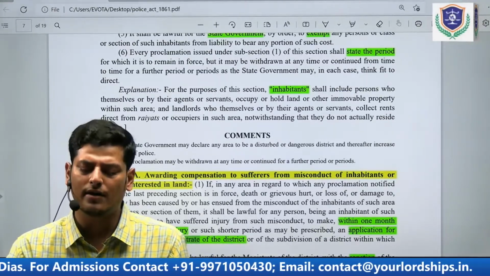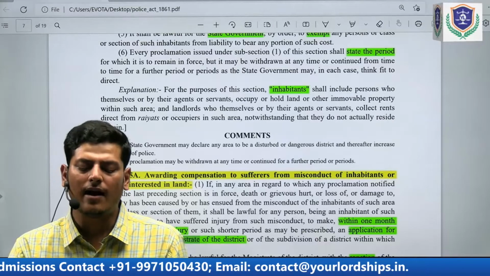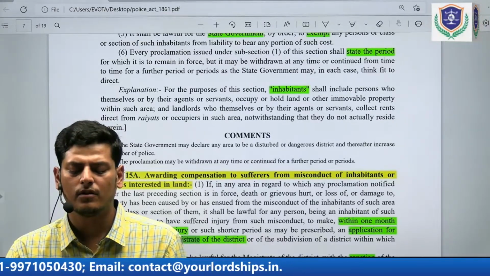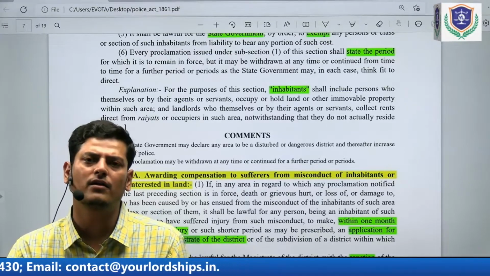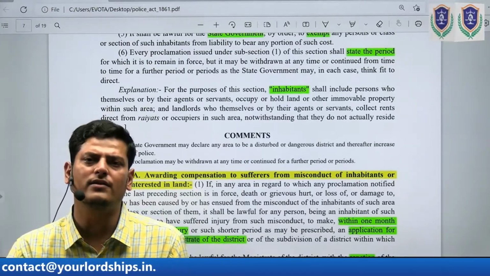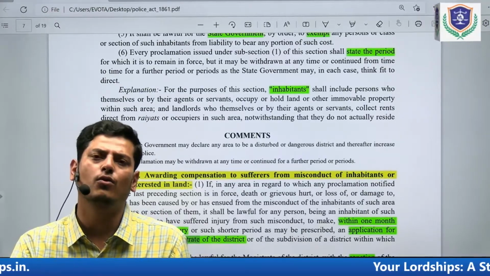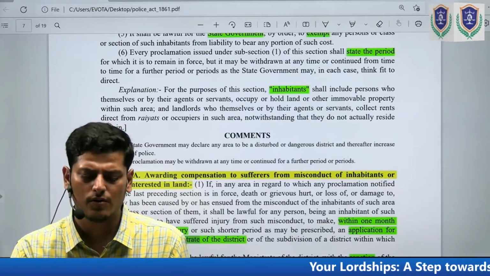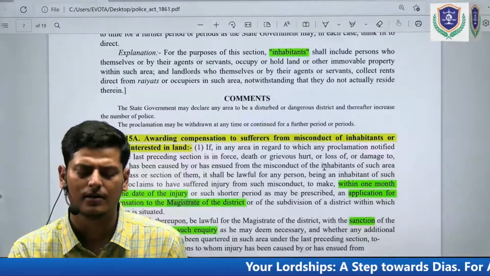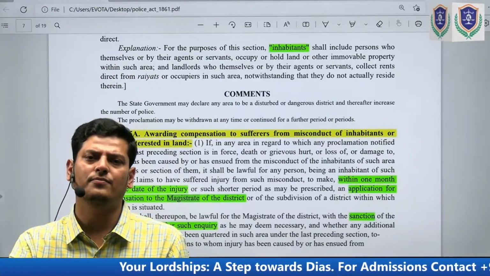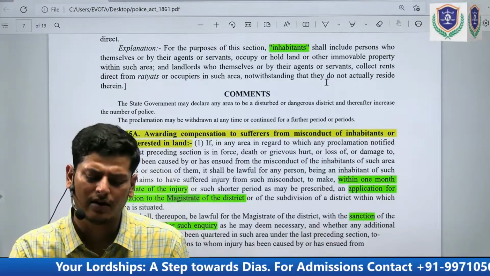Those who are holding land there, or landlords also are included within that area who are collecting rents from the tenure holder, the rayyats. So landlords are there, and any person who is holding the land, they are also within the meaning of the term inhabitant. So whenever any meaning is explained in that act, then also you have to be careful.